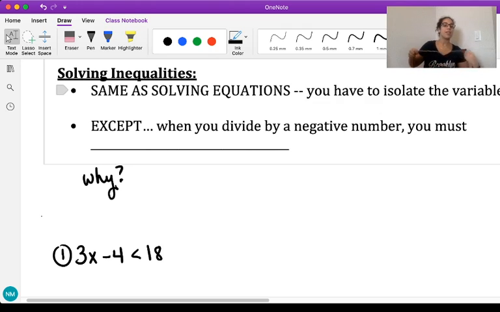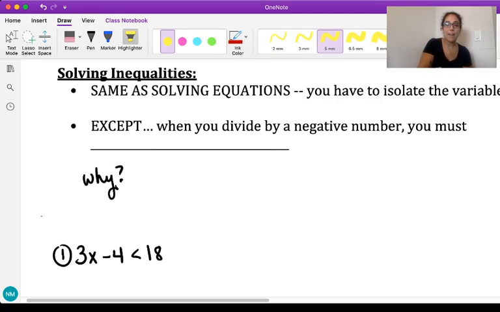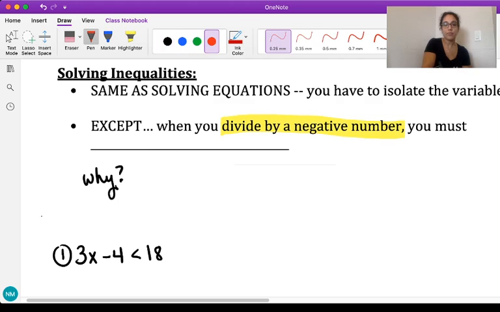So there is one catch. The only thing that is different when we are doing inequalities is that when we divide by a negative number, you must what? Flip the inequality sign. You have to flip the sign. Why? Let's talk about why.